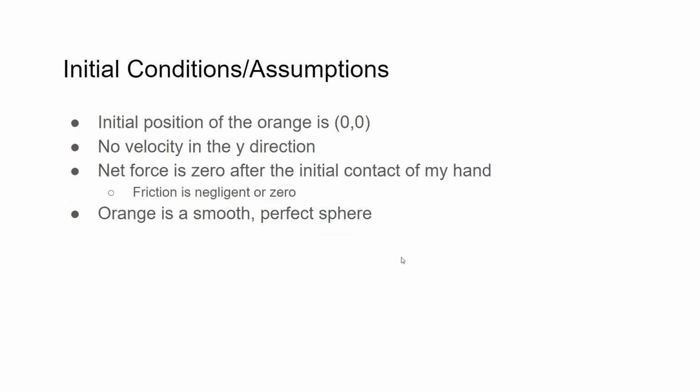So, initial conditions and assumptions. The initial position of the orange is 0, and there's no velocity in the y direction. Net force is assumed to be 0 after initial contact from my hand. Friction is negligible, or 0, because of that. And then the orange is assumed to be a smooth, perfect sphere.